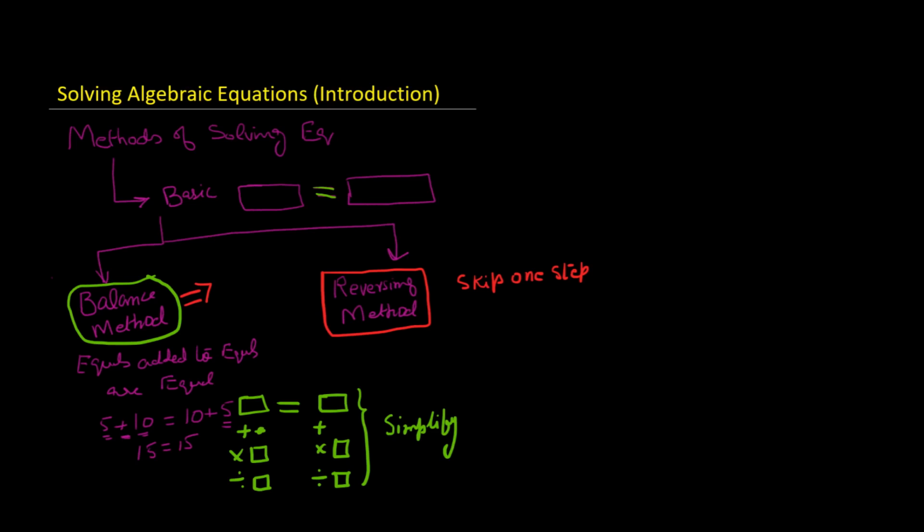But with the reversing method, one thing you should always keep in mind is that when using it, you always do one step at a time. And this I will explain further when we learn these methods. So these are the two basic methods, the balancing method and the reversing method. In the beginning, we will be doing the balancing method, and then after a few exercises, we will also do the reversing method. And when you become more experienced in algebra, you normally use the reversing method.